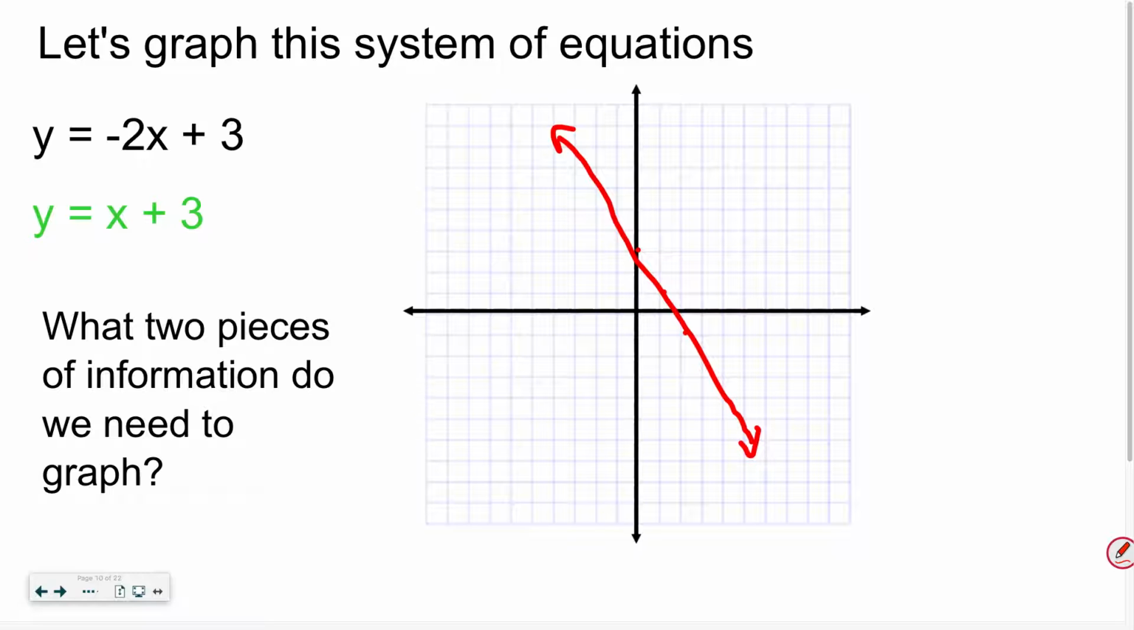Alright. The next one. Someone help me out. How do I start? We start at 3, a y-intercept of 3. Now what? Right one, up one. Right one, up one. Right one, up one.